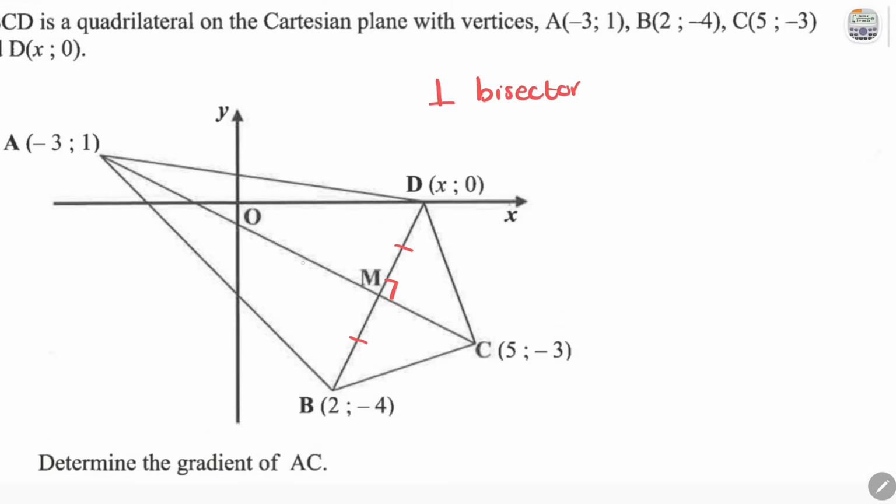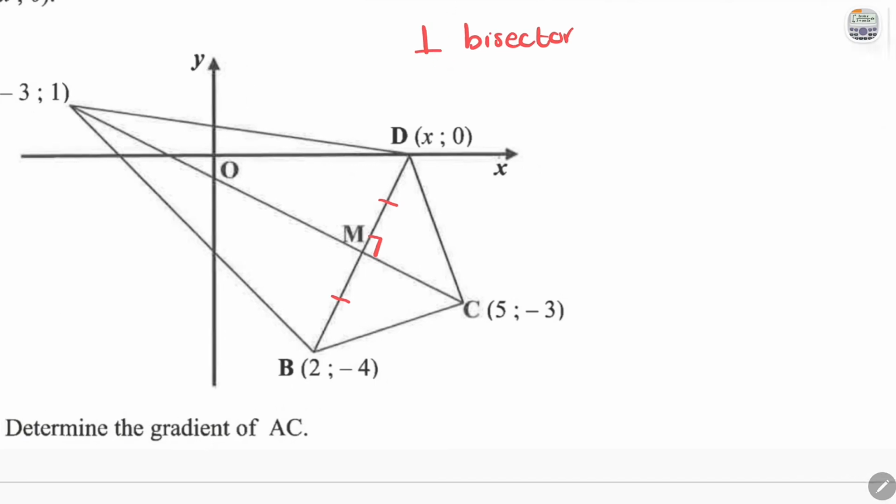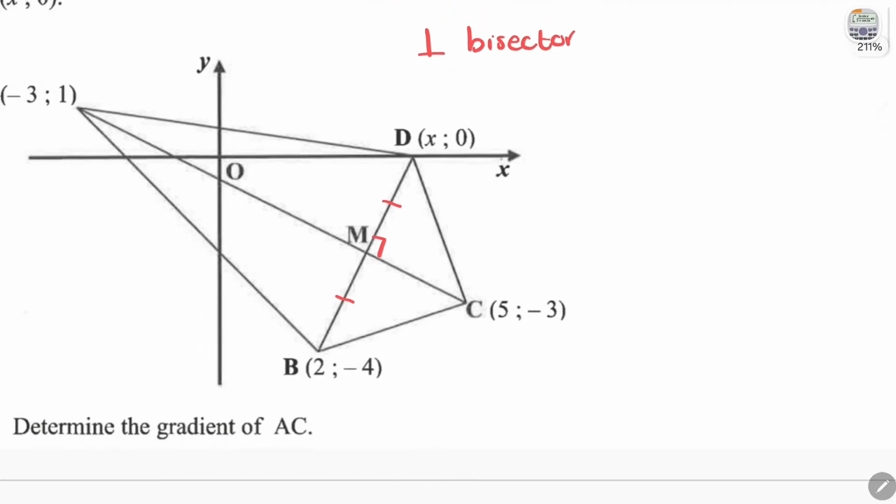Okay, so AC is perpendicular to BD, and it also cuts it into two equal parts. So how can we use this information to find the coordinates of D? So find X really. Now see that you can't really use the midpoint formula. It's not helpful here because we don't even know what M is. So we can't really do that. Let's skip that. And we can just use the fact that these lines are perpendicular.